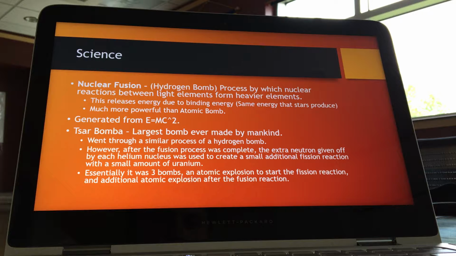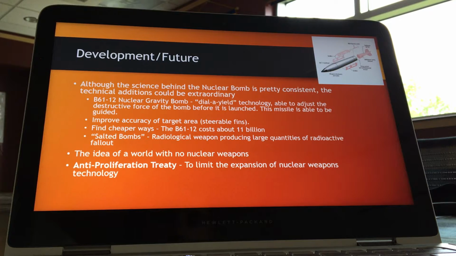And so essentially, the Tsar Bomba was three bombs: an atomic explosion to start the fission reaction, which is how all nuclear weapons are started, by a small explosive which initiates the splitting or forming of the elements, and an additional atomic explosion after the fusion reaction. So that's what made it so large and powerful.